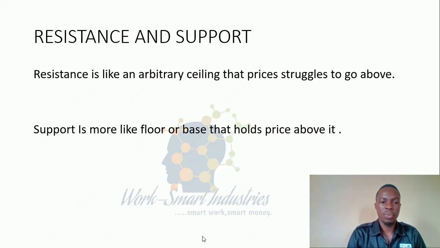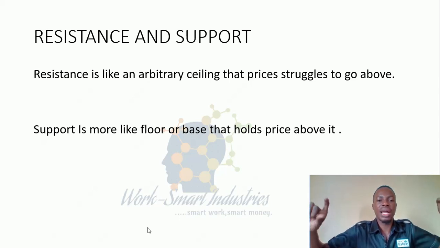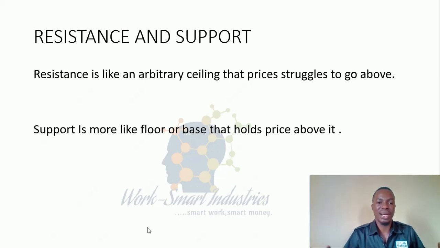So support, on the other hand, is more like a floor or base that holds price above it. As we go into the chart, you see that these points are not particular lines. They are more like arbitrary zones where you see price reacting around these points. It helps you to map out price movement. And as we have known in price action trading, your ability to map out the movement of price will determine how many profitable trades you tend to close in the long run.